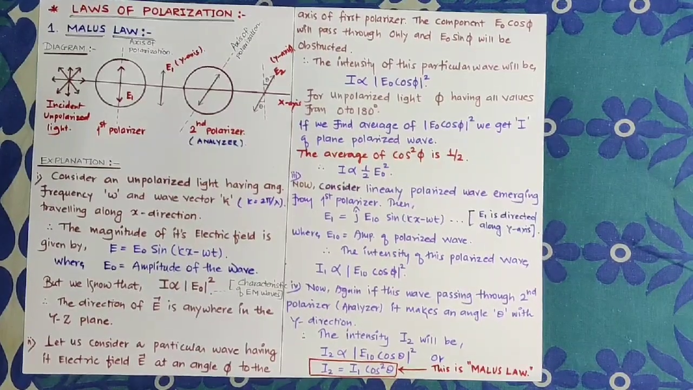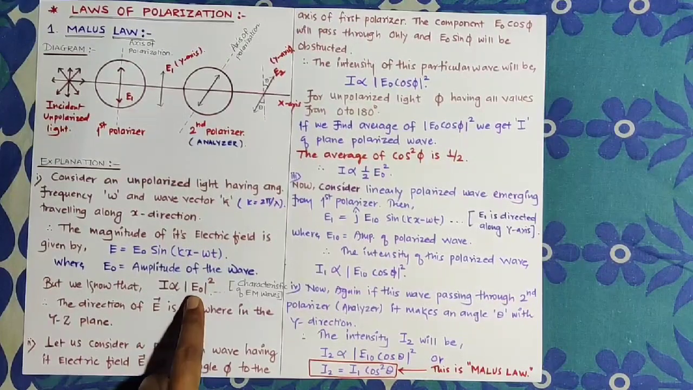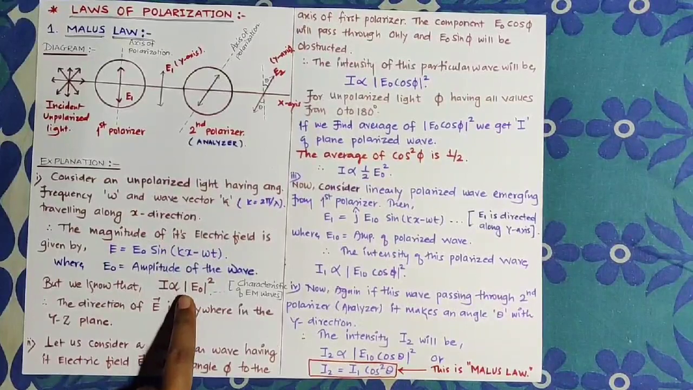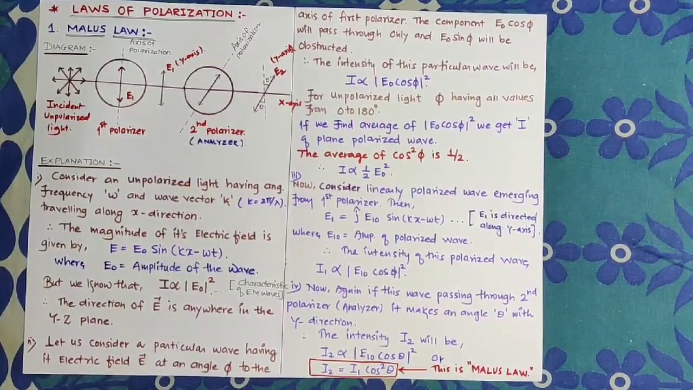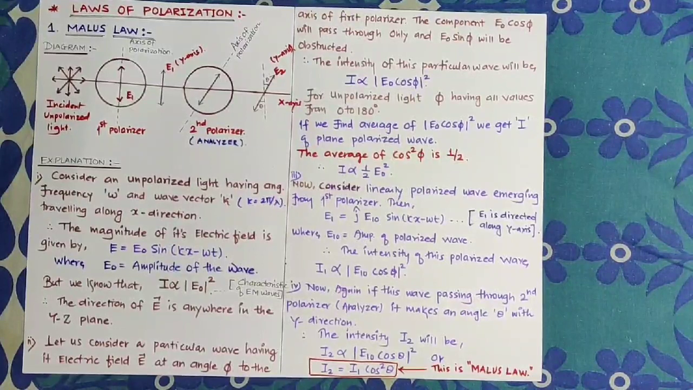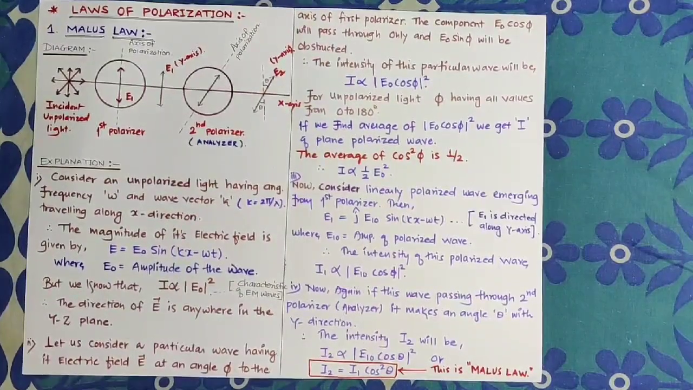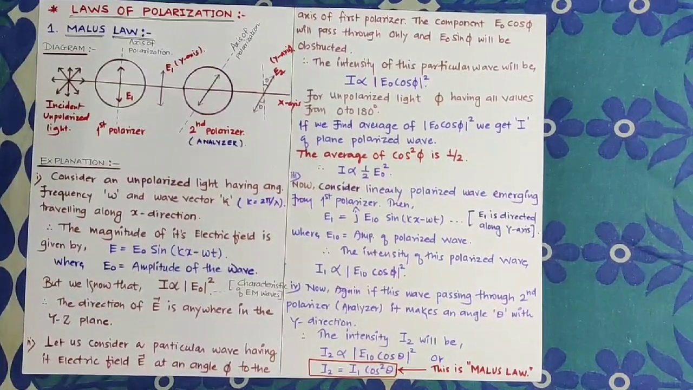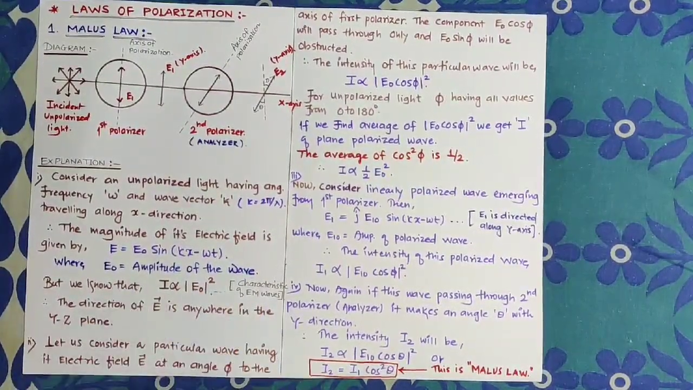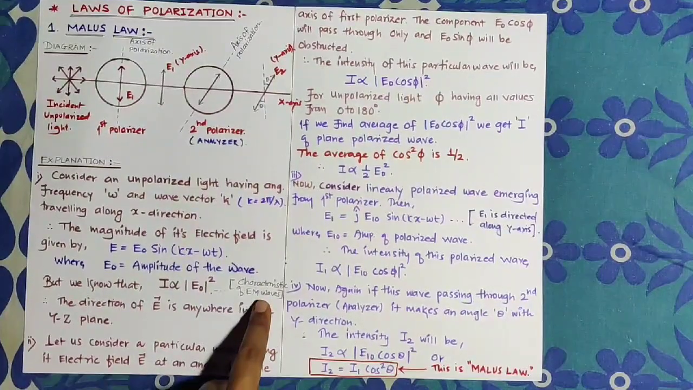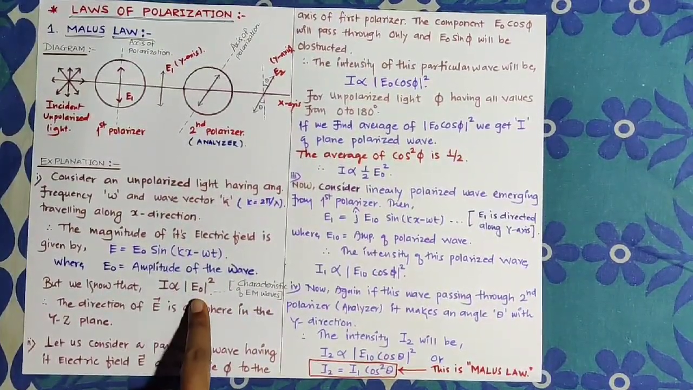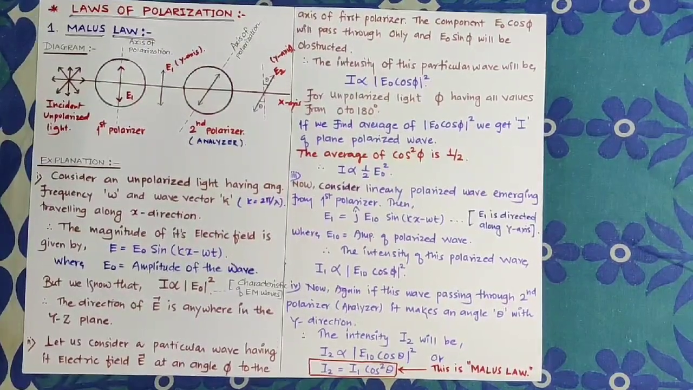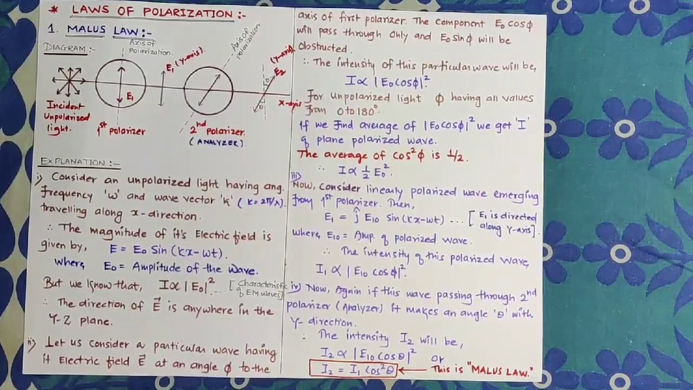But we know that the intensity I is directly proportional to the amplitude square. This relation we already discussed in 11th standard, chapter number 13, EM waves and communication system. In that we discussed the characteristics of EM waves, and one of the characteristics of EM waves is that intensity is directly proportional to the amplitude square, and this amplitude square we represent differently for different fields.